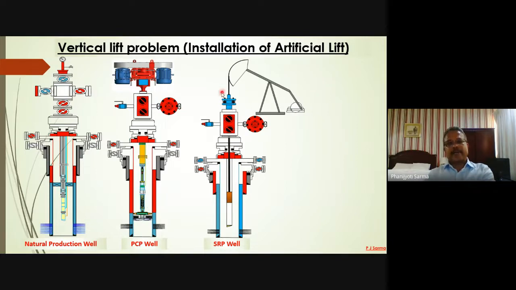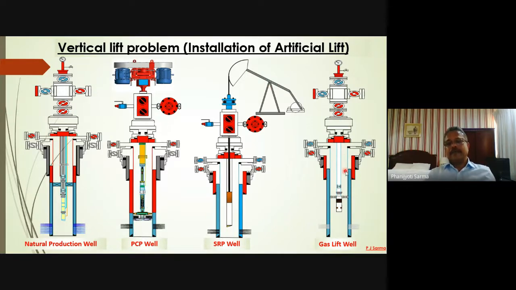Another type of artificial lift is the sucker rod pump. The completions are a bit similar. The progressive cavity pump rotates with the motor at surface, while the SRP is a positive displacement pump, so it requires positive displacement up and down. It has a barrel, and this up and down movement is given by the beam pump.